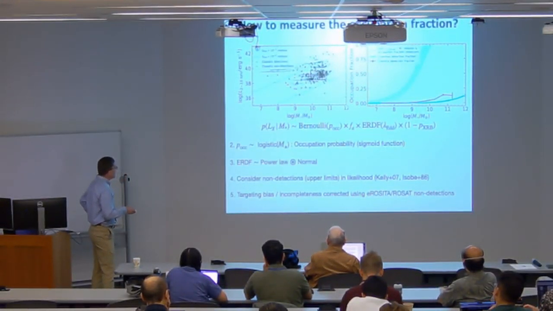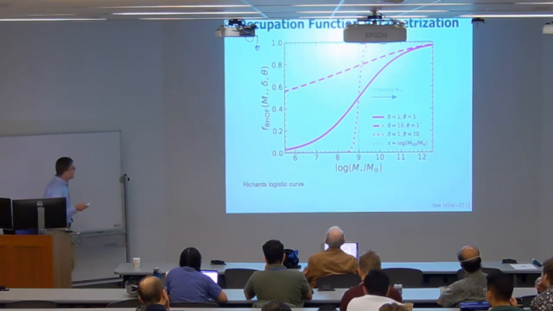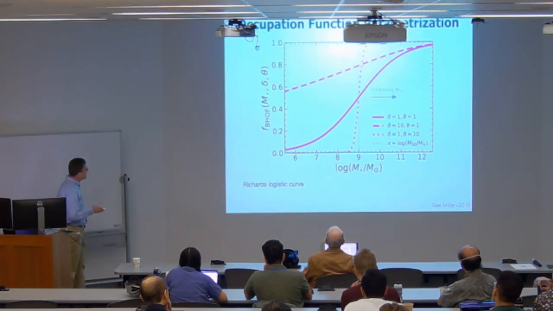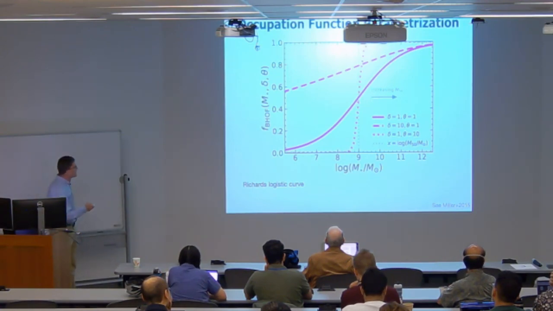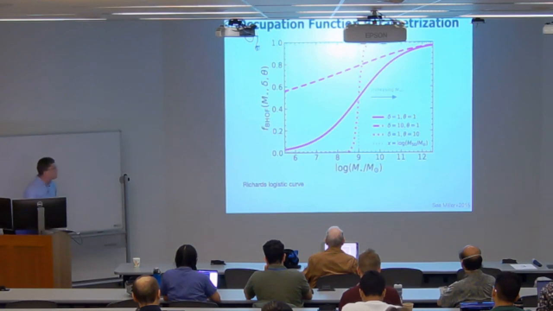Okay, and when you do that, you model your occupation fraction here as a function of stellar mass using some very unphysically motivated but flexible model called a Richards logistic curve. So this is just a smooth function between 0 and 1, with some extra parameters that define essentially the shape of this function, which is unknown, right? In this case, the solid line here is where the occupation fraction would be 50% at 10 to the 9, rises to 100%, and then has a sigmoid shape, right?